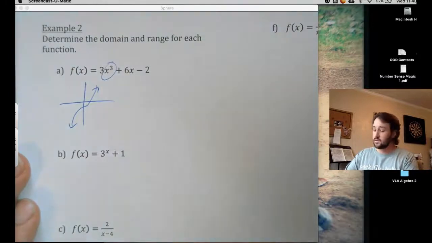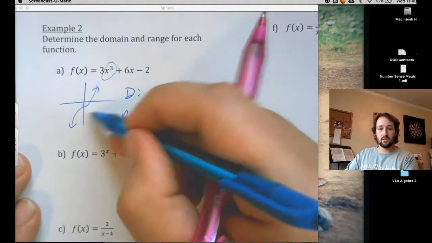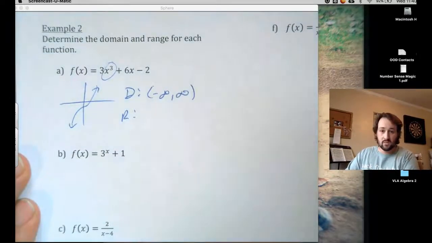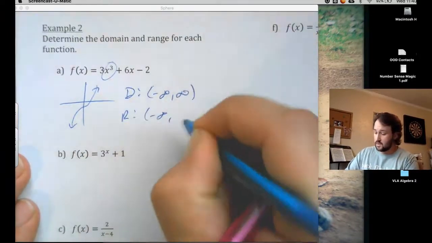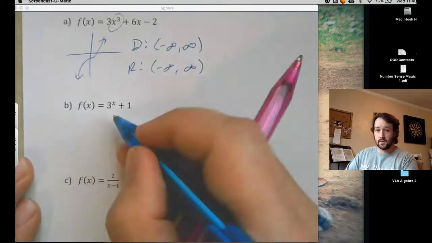Really, for the domain and range for this one, for the domain, all I need to know is that it's going left and right forever, so negative infinity to infinity. Done. For the range, it's going up and down forever, so negative infinity to infinity. Right, that's it.